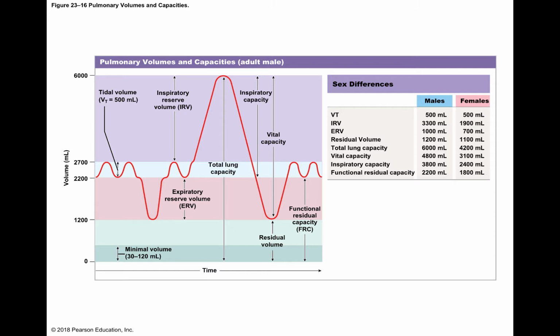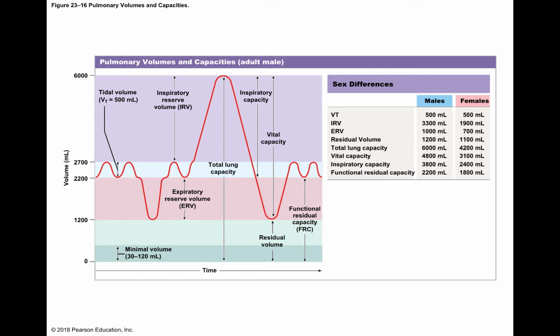So those are all the volumes that you have. Breathing in normally, breathing out as hard as you can, breathing in as hard as you can, what's left in your lungs at the end of breathing out as hard as you can, and what's left in the lungs after a lung has collapsed. Okay? All right, now we come up with capacities. We're going to look at capacities, and we're going to add some of these things together.